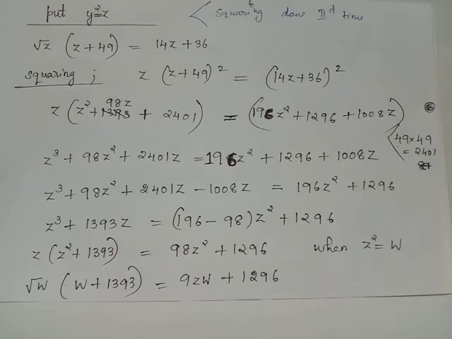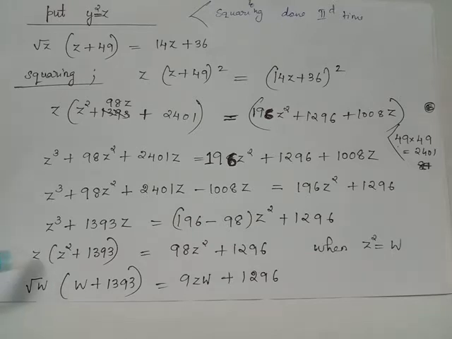Here again, we can use the expansion for a plus b the whole square, and after simplification, we will do the grouping such that we have odd powers of z in the LHS and even powers of z along with the constant term in the RHS.